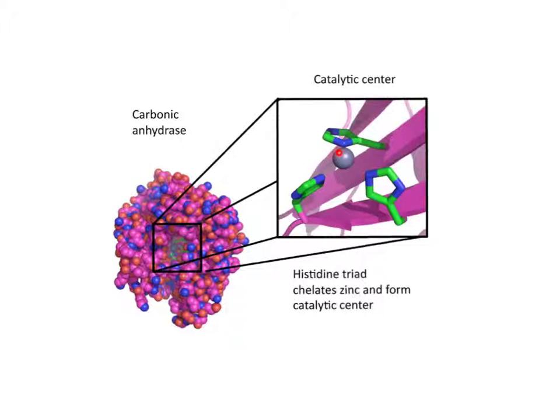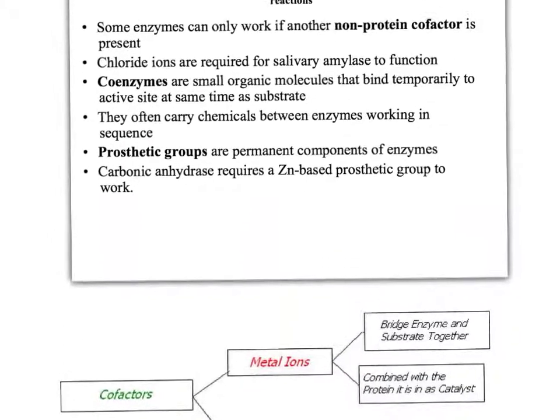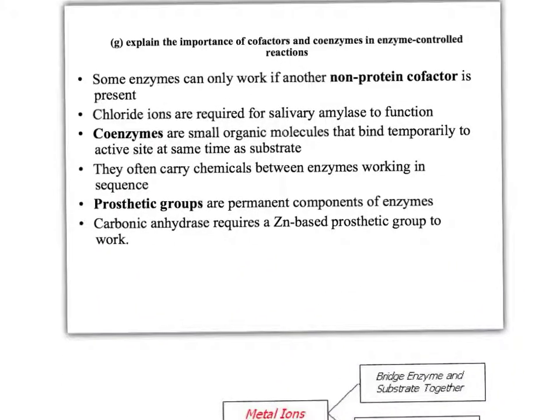Okay, so that's the prosthetic group in carbonic anhydrase, an enzyme you've come across before. Hopefully that distinguishes the various cofactors and coenzymes.